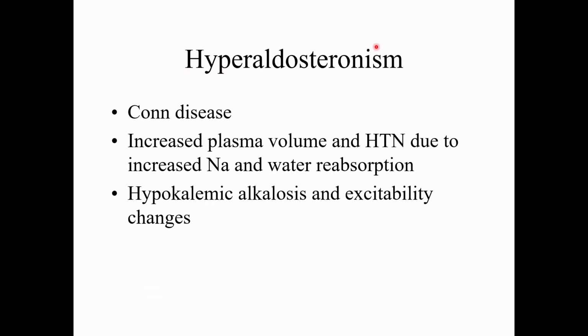Now, what if you have elevations not in cortisol, but in aldosterone? That's a condition called Conn disease. Now think about what aldosterone does. Aldosterone increases gene transcription of sodium and potassium channels in the sodium-potassium ATPase. You reabsorb lots of sodium. Later on in the tubule, water follows, so that increases plasma volume. Therefore, these folks will have a high plasma volume and hypertension.